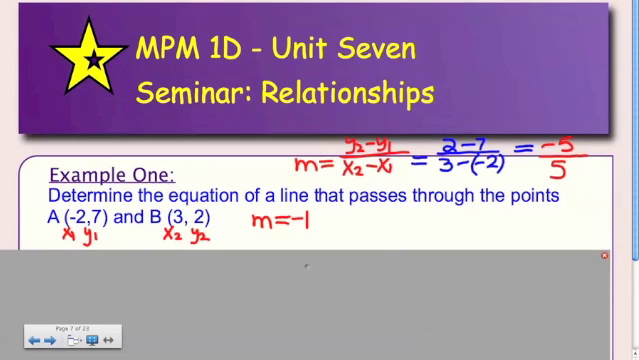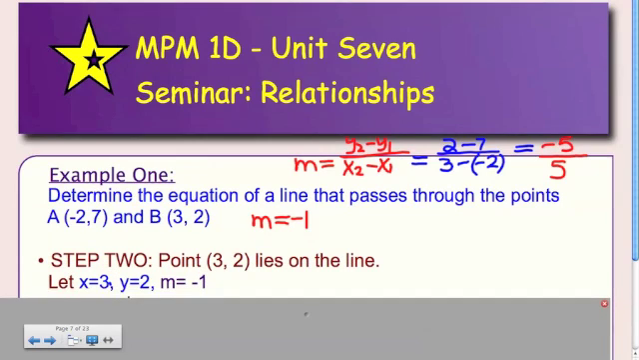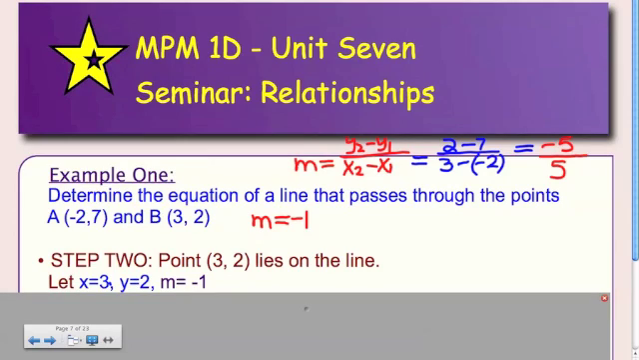Do we know the y-intercept at all? Kiana, do we know the y-intercept? Is it anywhere in the question? No, we don't know the y-intercept. So when you are given 2 random points, what you're going to do is pick one of the points. So I decided to pick point B, 3, 2. Doesn't really matter which point you pick, but I decided to pick that point.